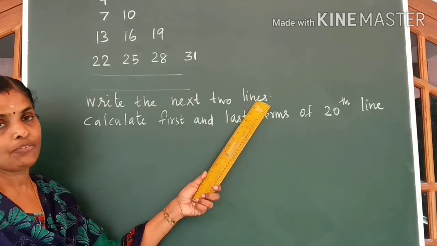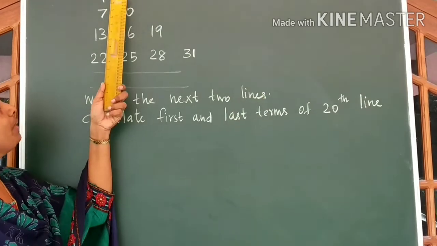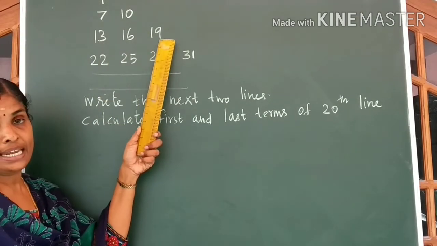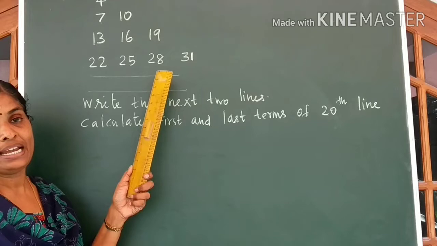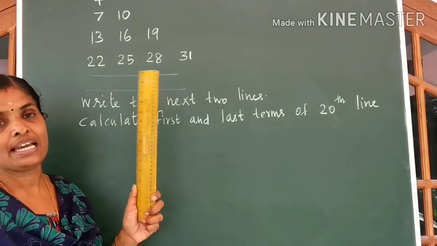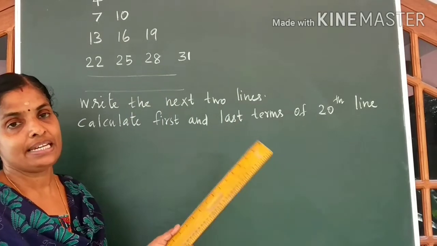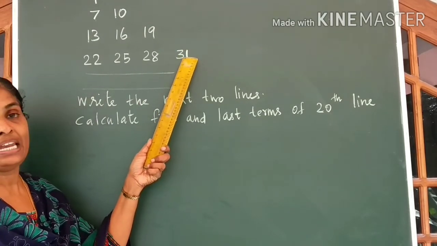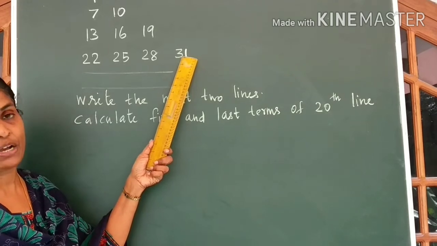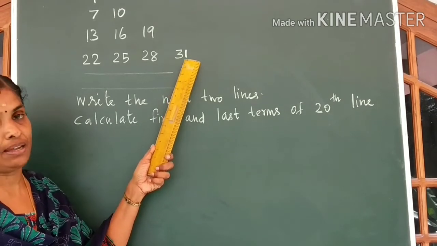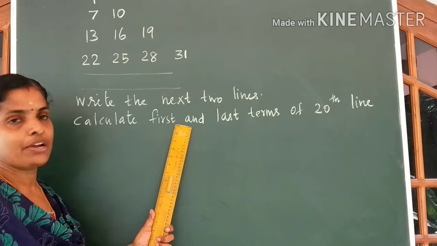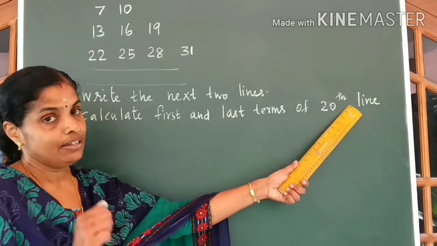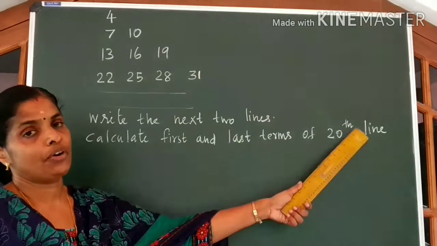It is very easy for you to write, isn't it? You have 4, after that 7 and 10, 13, 16, etc. From this you can understand this is nothing but an arithmetic sequence, isn't it? So the next two lines you write by adding the number 3 repeatedly, because the common difference here is 3. Come to the second part of the question. First and last term of the 20th line. Very important question for you.